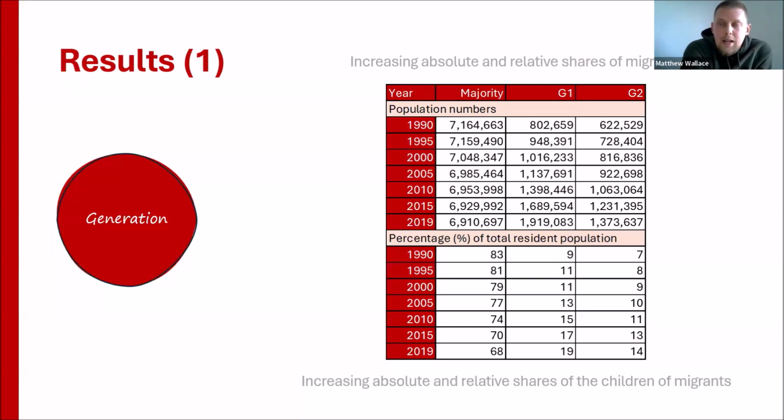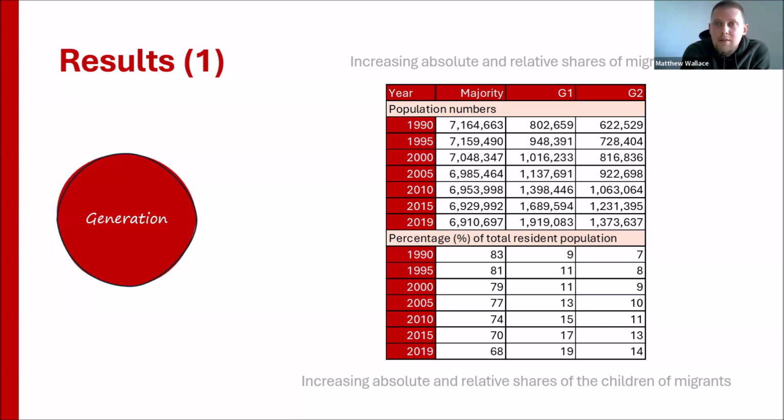So this first table, we're broadly looking at generation here. Down the first left column, we have every 5 years. On the top side of this table, we have absolute numbers, and on the bottom half, we have relative numbers. Then taking the columns across after year, we have the majority population being born in Sweden to 2 parents born in Sweden, the first generation being born outside of Sweden, and the second generation being born in Sweden to at least 1 parent who was born in Sweden.